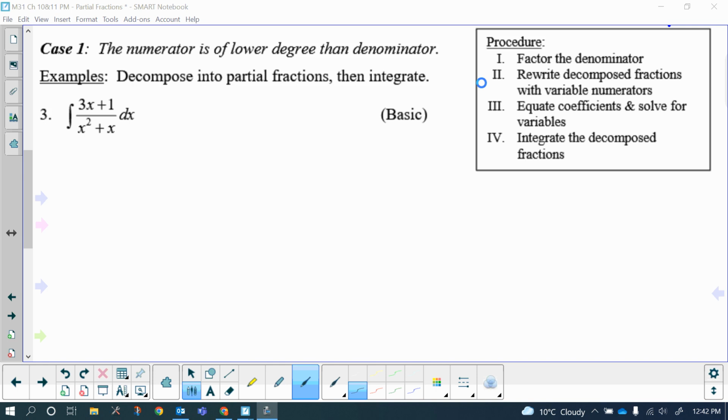Our procedure is shown in this box over here. So first step will be to factor the denominator. So this denominator we can see has a common factor of x. So I'm going to factor it into x times x plus 1. And then I'm going to imagine that I can write this as 2 separate fractions, or 2 separate rational expressions.